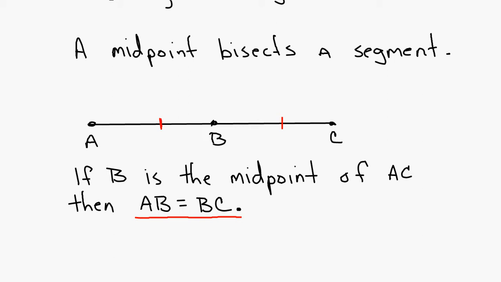So if AB is 8, how far is it from B to C? Don't be scared. It's good. And how far is it from A to C? 16. That's midpoint. Okay?